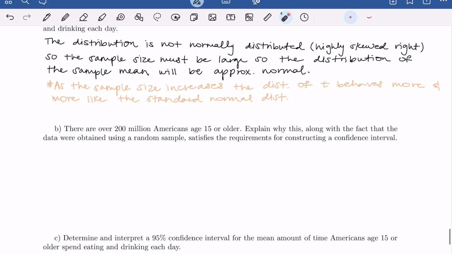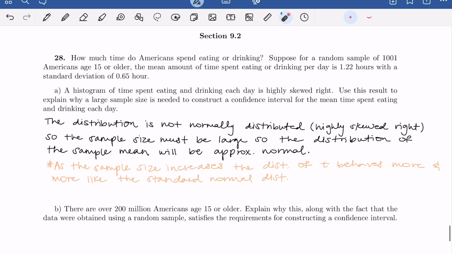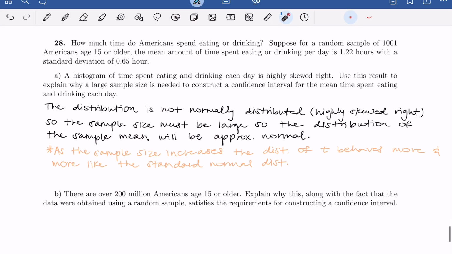For part B here, we're told there are over 200 million Americans aged 15 or older. We want to explain why this, along with the fact that the data were obtained using a random sample, satisfies the requirements for constructing a confidence interval. So, first of all, we scroll back up here. We're looking at a random sample of 1,001 Americans aged 15 or older. And we're told that the population size is 200 million. So, obviously, the sample size is going to be less than 5% of the population. And then that, along with the fact that the data were obtained using a random sample, will satisfy the requirements for constructing a confidence interval.